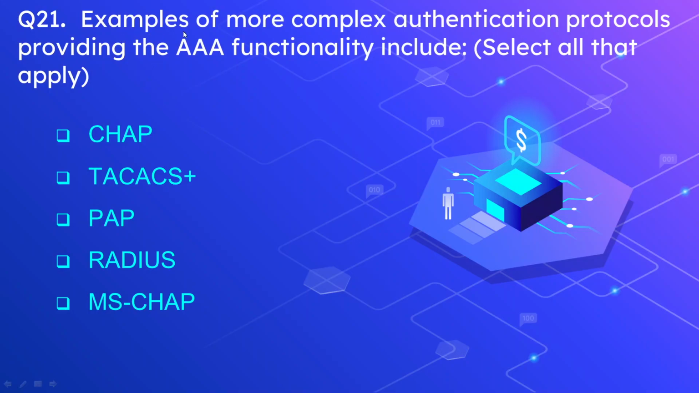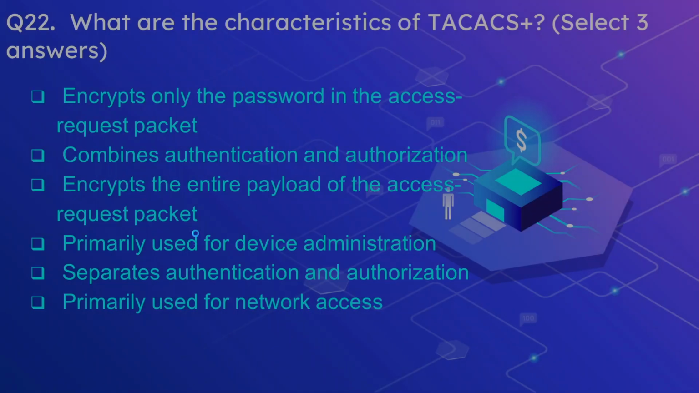Question number 21 is: examples of more complex authentication protocols providing the AAA functionality include, and we have to select all the correct options. The options are CHAP, TACACS Plus, PAP, RADIUS, and MS-CHAP. And the correct options are TACACS Plus and RADIUS.